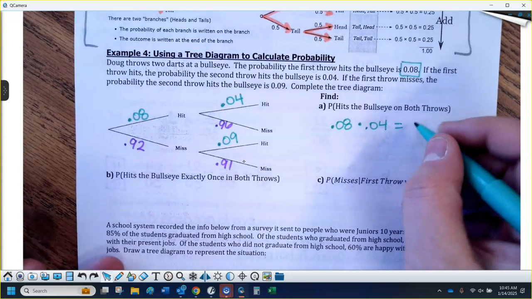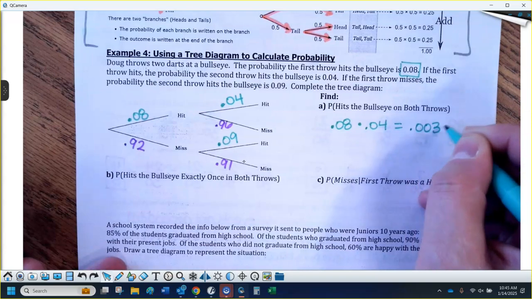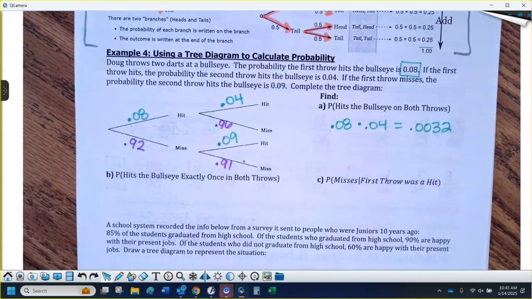And this is pretty small. This is 0.0032. So if I scooch that decimal point over 2 spots to think about that as a percentage, it's like 0.32%. It's a really small percentage.